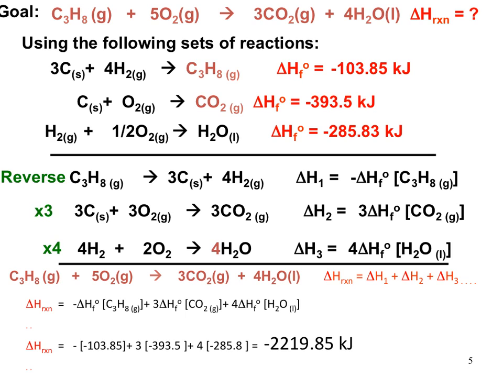After I do that math, I'm going to plug those numbers into the equation like this. Basically, I'm going to sum all of my delta H of formation values for my manipulated equations to give me my overall delta H of reaction. I plug all those numbers in, and I get this final answer. So this is the simple approach with Hess's law.